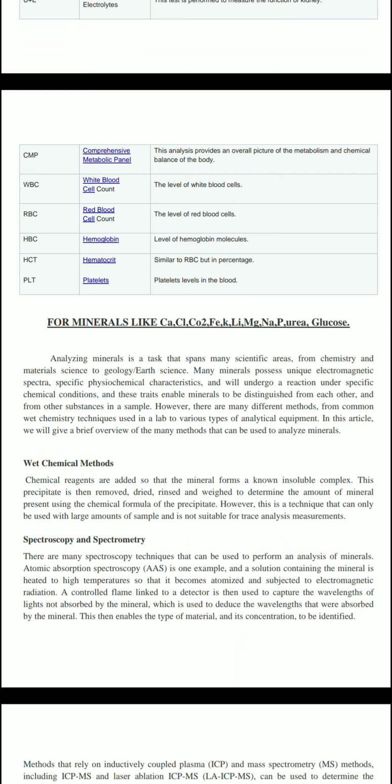Now CMP. This CMP indicates comprehensive metabolic panel. This analysis provides an overall picture of the metabolism and chemical balance of the body. Now WBC refers to white blood cell count, the level of white blood cells, and the RBC same as WBC, it is the red blood cell count, the level of red blood cells. HBC refers to hemoglobin, the level of hemoglobin molecules in our body. HCT refers to hematocrit, similar to RBC but in percentage. And PLT is the platelets level in the blood.